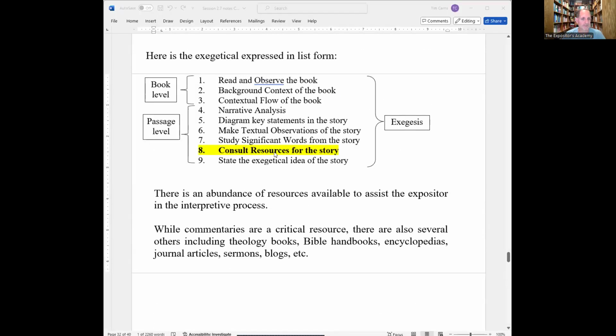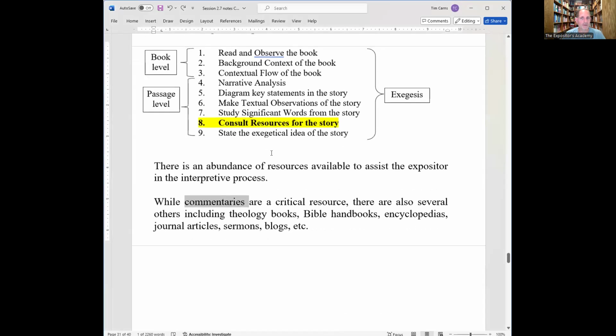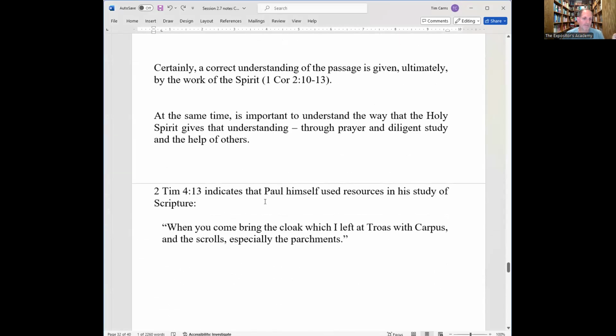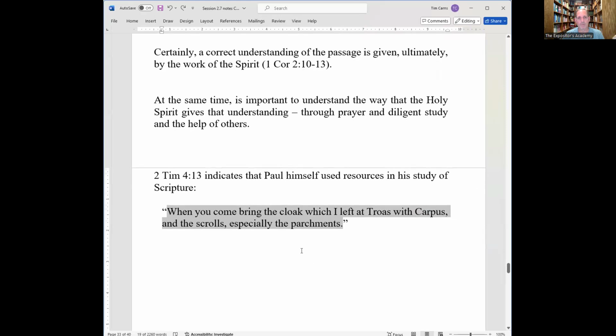Again, bring it to you by way of reminder. Consult resources. Now, we put it at the end here. And by the way, I failed to mention, the Apostle Paul even indicates he used resources. This is Paul himself, right? This is the guy that knew everything, it seems like. He himself used resources. 2 Timothy 4:13, he tells Timothy when Timothy just comes to bring his cloak and the scrolls and the parchments. I believe those were of other writings that Paul had access to, and he used those in his study of the word. So even Paul used outside resources.